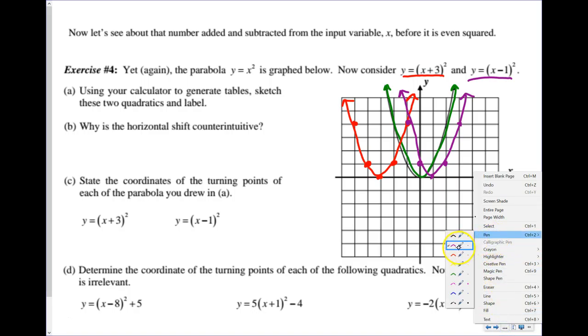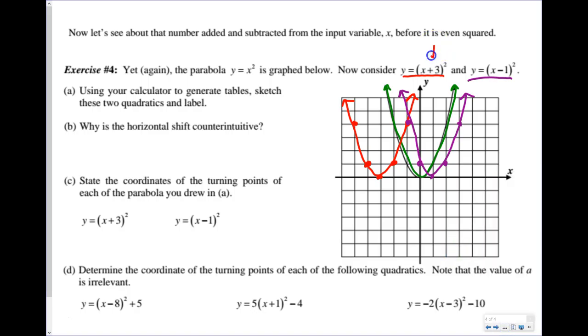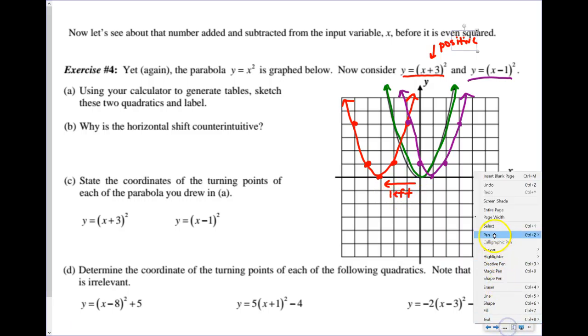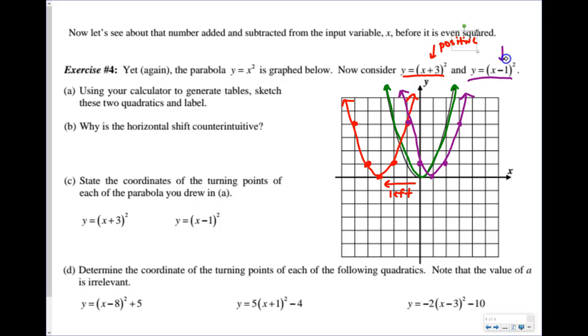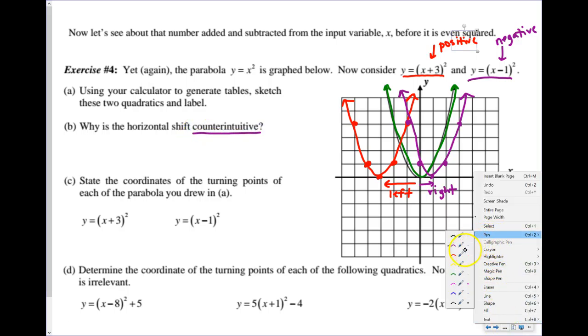Notice that when we shift to this one, this has a positive +3. But where is it actually shifting? It's actually shifting to the left. And notice here on this shift, we have a negative, but where's it actually shifting? It's shifting to the right. So that's kind of what is meant by counterintuitive: the shift is actually the opposite.